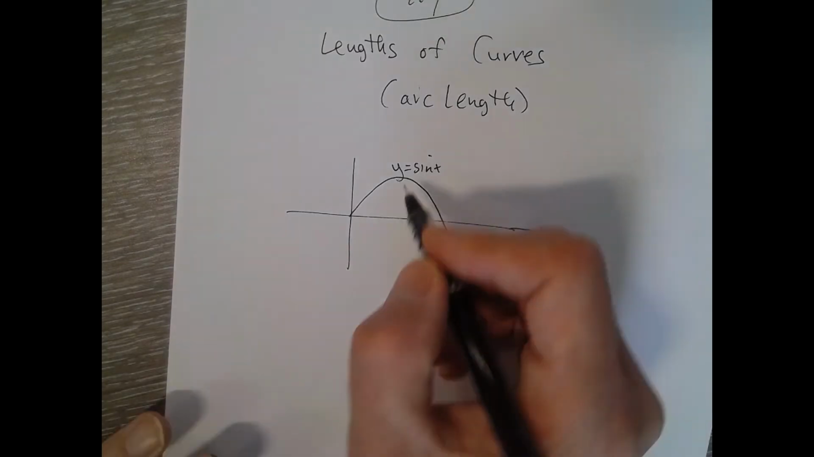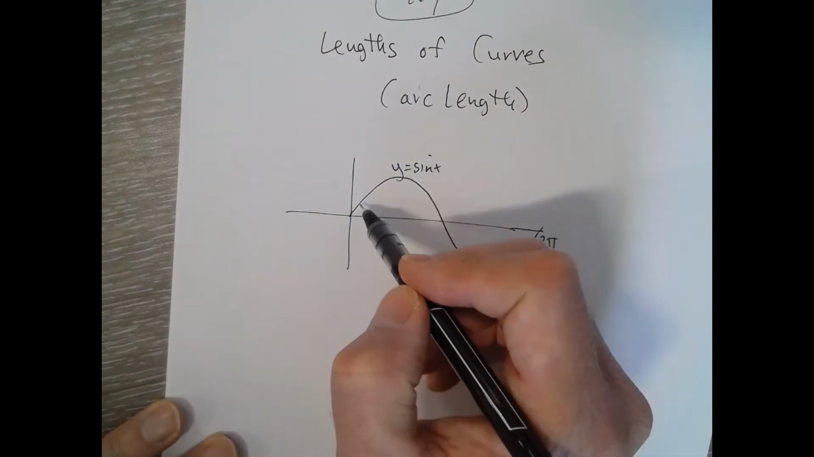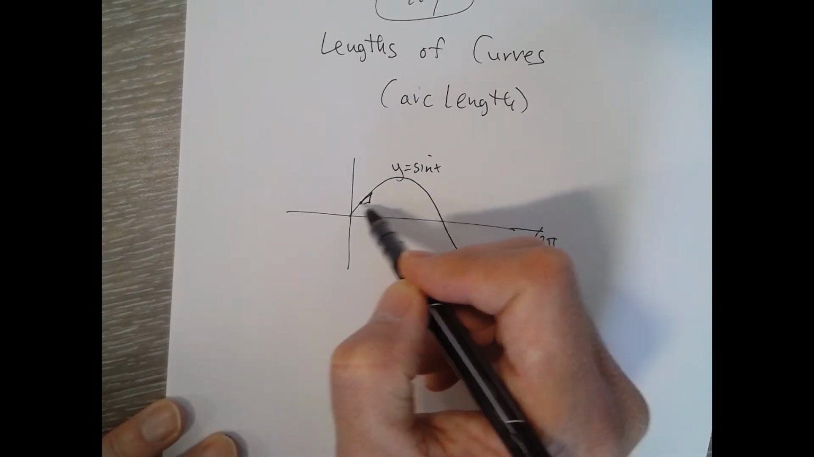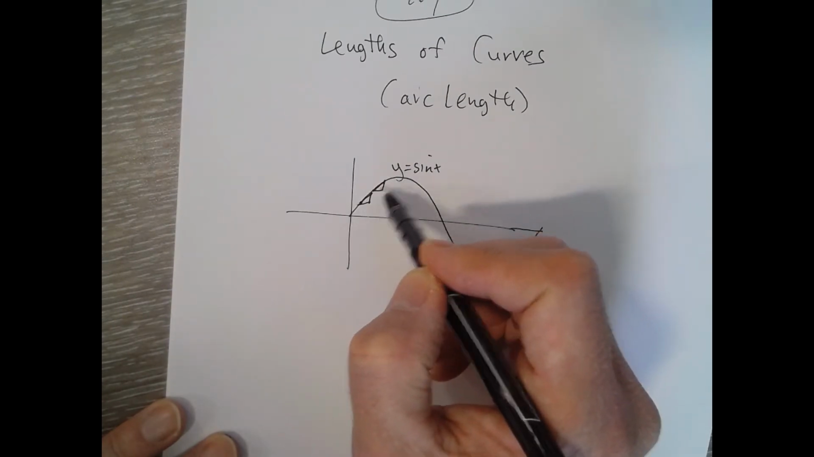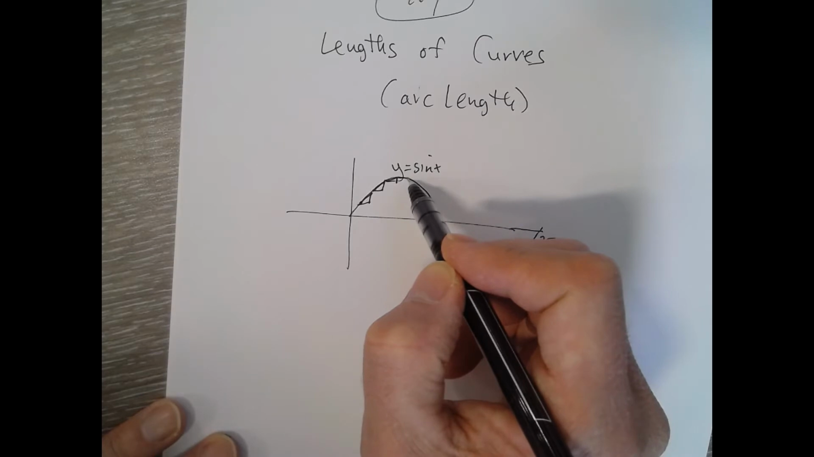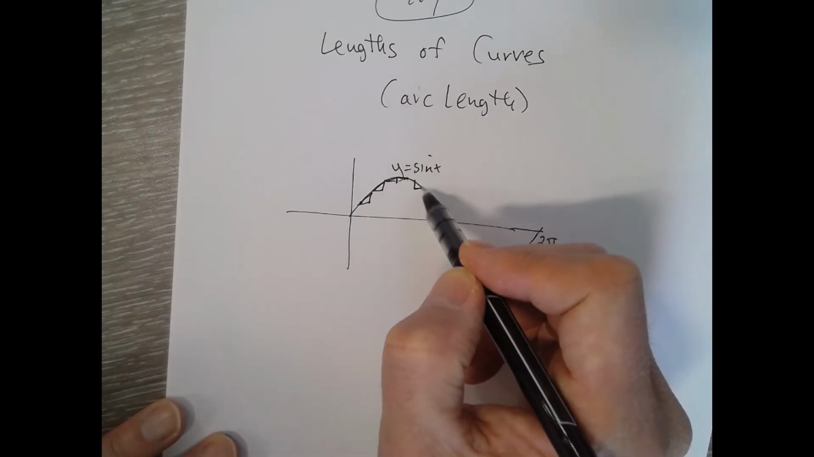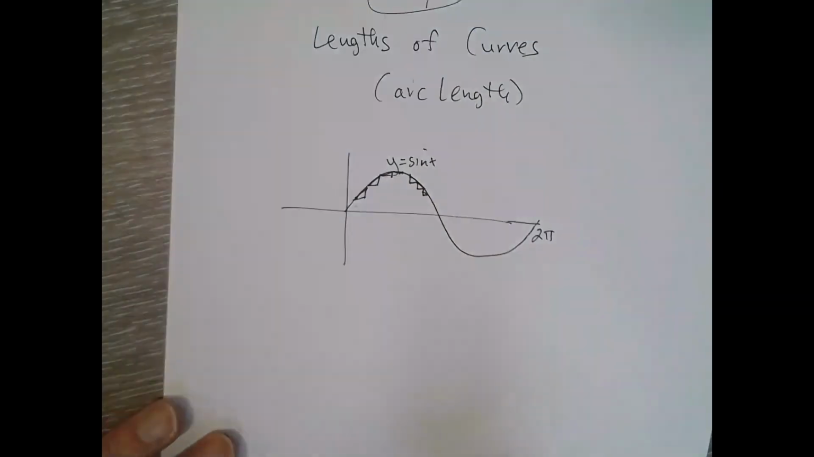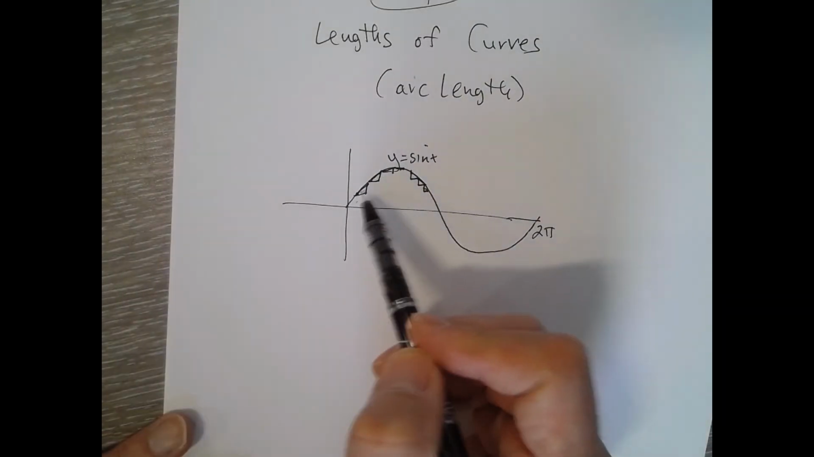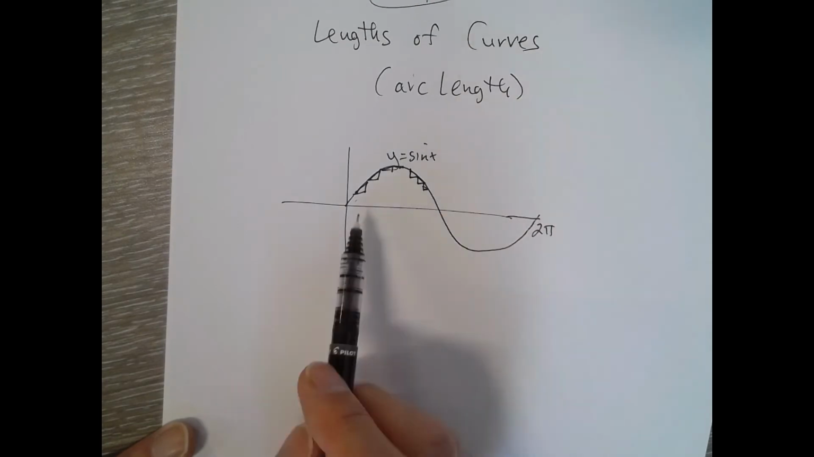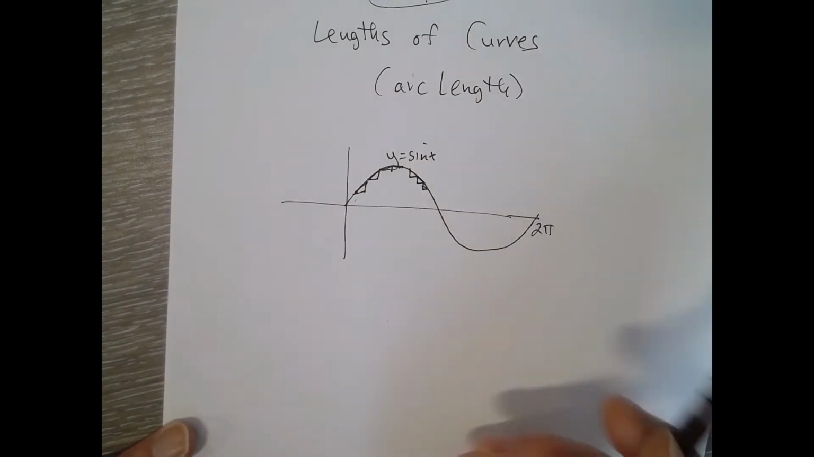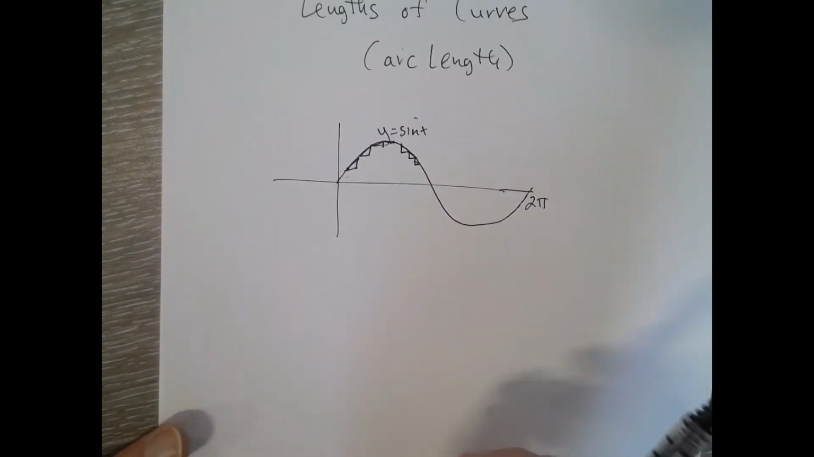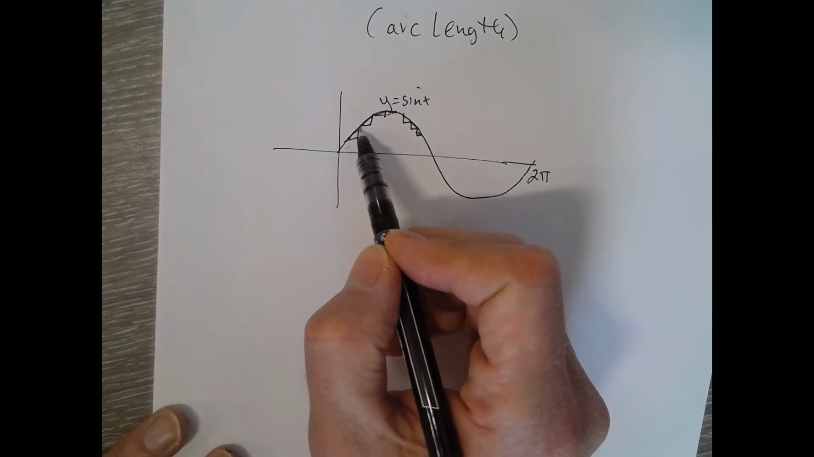If you can imagine a whole series of right triangles here, if I added up the hypotenuse of all of those right triangles, and there are infinitely many of them, the sum of all of those hypotenuses would be the distance from 0 to 2 pi. Okay? So from here to here we could use the distance formula.